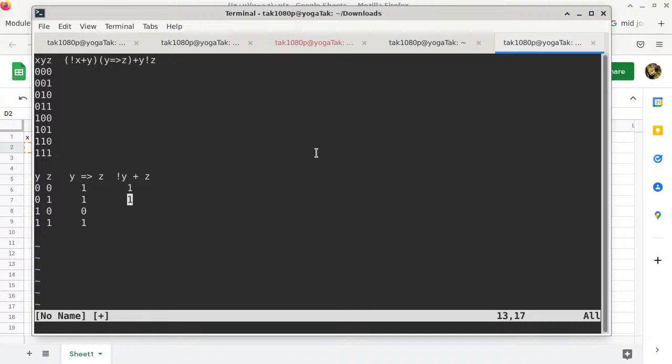For the third row, we have y being true, z being false. So not y is going to be false because y itself is true, but z is also false. So now we have false or false, which means the entire thing is false. Very good.